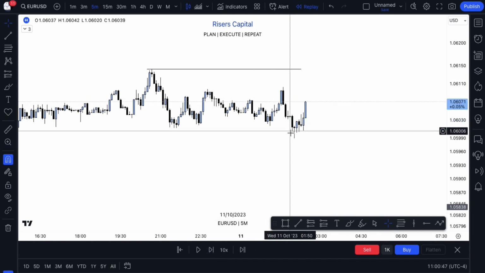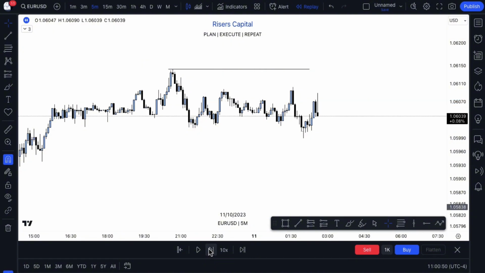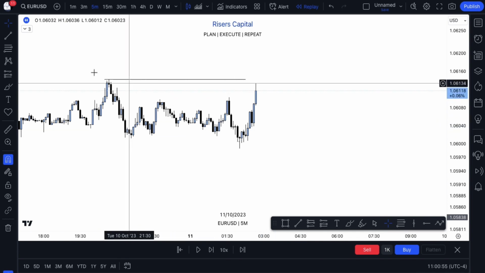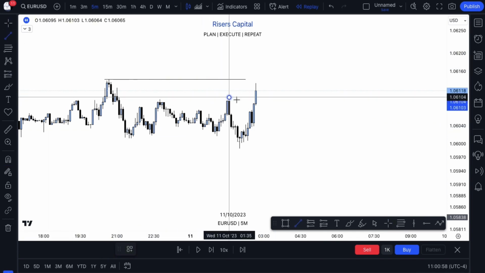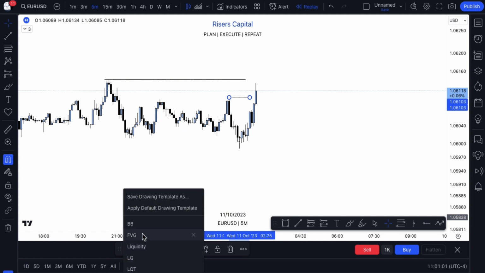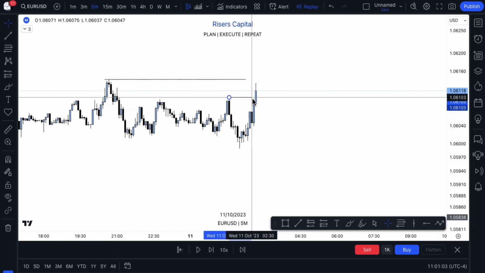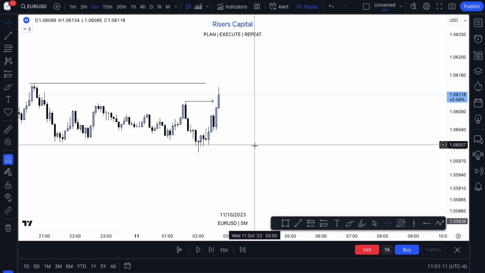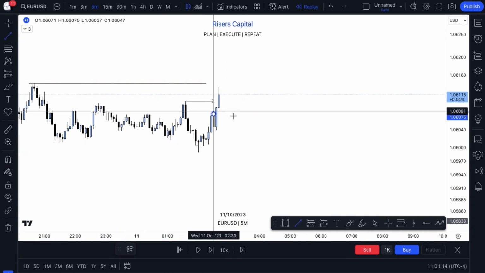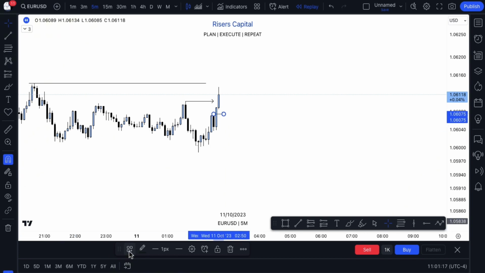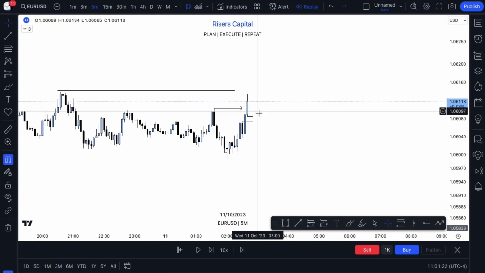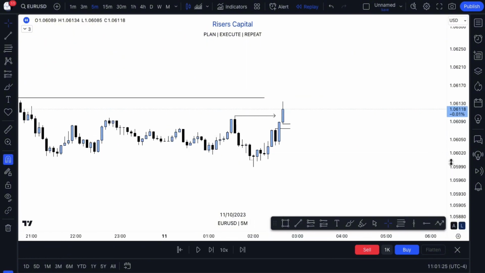So here, remember, we need the displacement and market structure shift. So here, we do have a market structure shift right over here. We have this market structure shift, and we have created displacement higher as well. Look, displacement higher after taking out that low. Now, what can you identify? Well, we've got this fair value gap right over here. This FVG.